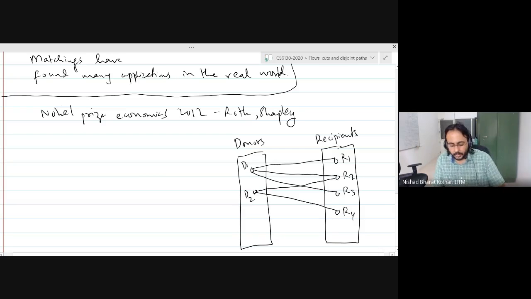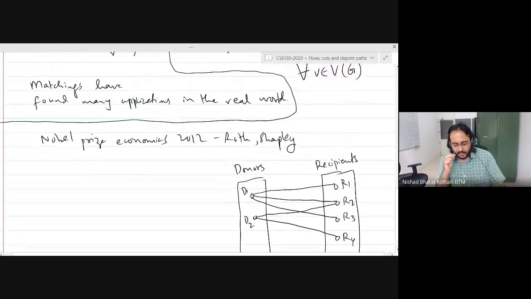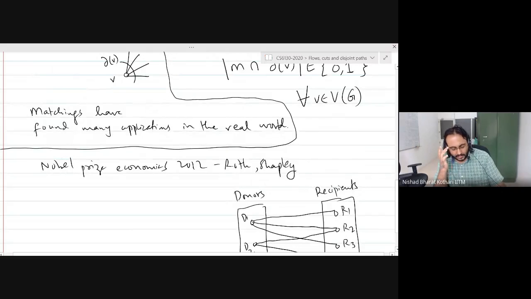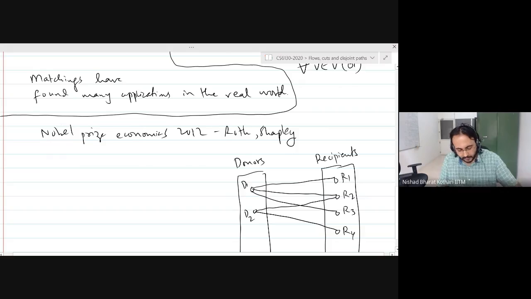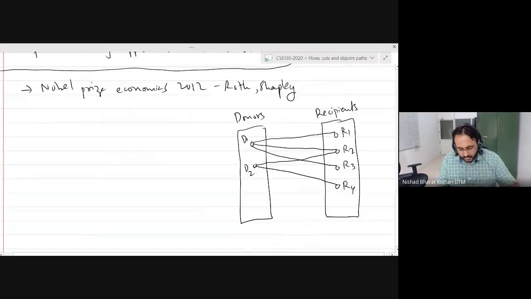And now you try to make as many organ donations as possible, so that you can save the maximum number of lives. This is a classic example of bipartite graphs and matchings in bipartite graphs being used in the real world. You can read a bit more about it on Wikipedia or various other sources.